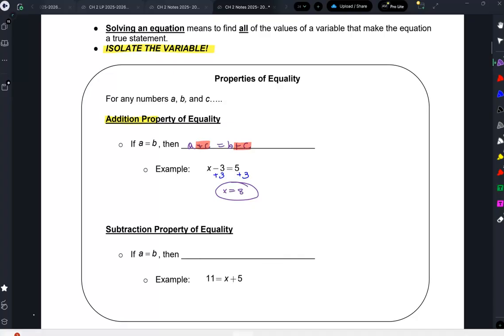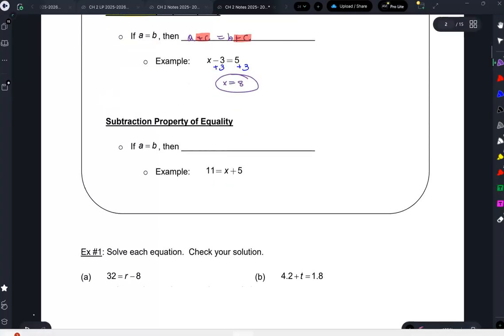Okay? All right. Subtraction property is the same. If you have a equals b, then you can do a minus c equals b minus c. So you can subtract the same number from both sides. So here, I can do minus 5, 6 equals x. Okay?